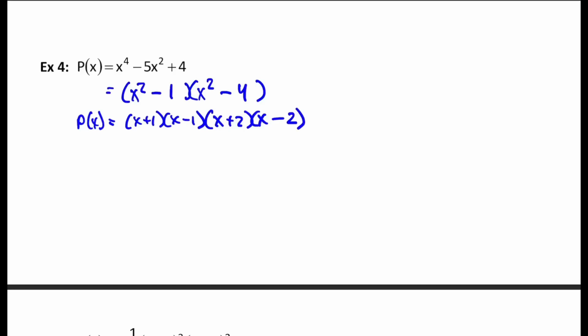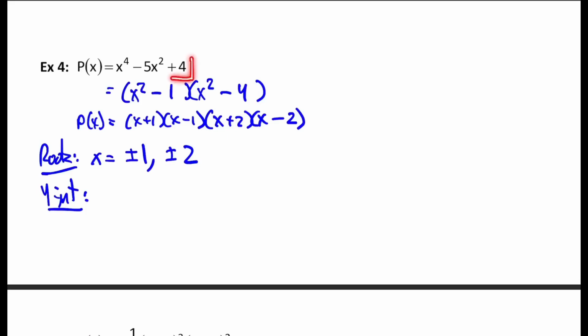So now let's get our roots. I've got x equals plus or minus 1 and plus or minus 2. Y-intercept, I'm going to get from the original. Look at that, right there's my y-intercept. Or you can take the product of all of these, in which case you get 4. So y equals 4, and tails, or end behavior. What do you notice? It's a positive even. So my tail is going to look like that, both up.